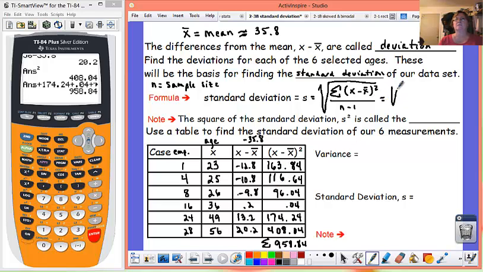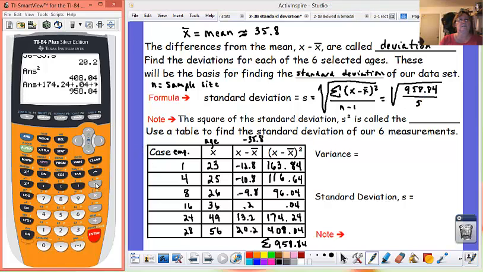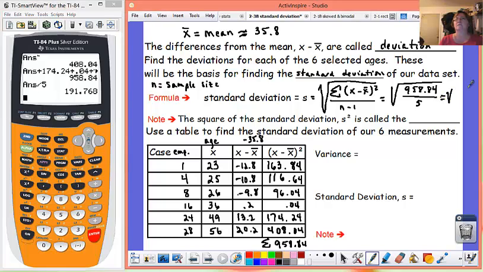Going back to the formula, our summation is 958.84. That gets divided by n minus 1. N is the number of cases. We had 6 in our sample, so we are dividing by 5. I'm going to go ahead and do that here. It means we're talking about the square root of 191.768. And before I take the square root, I want to mention the square of the standard deviation.